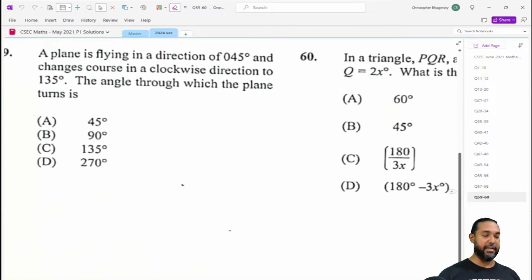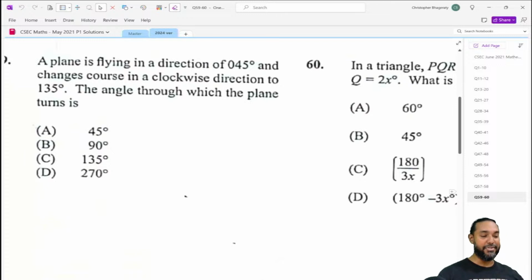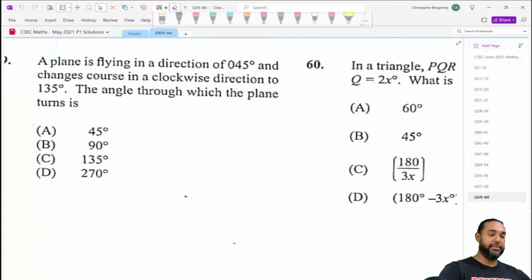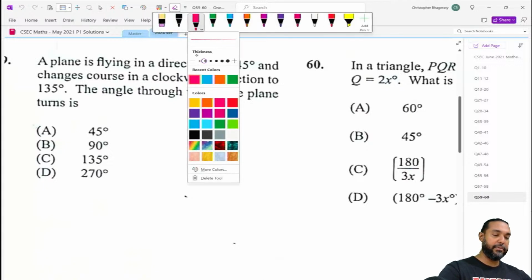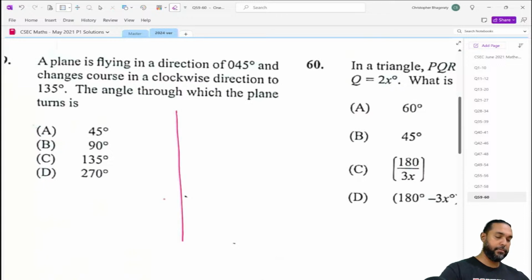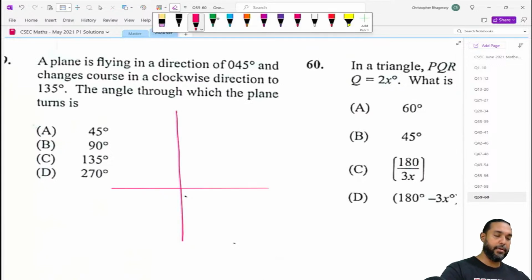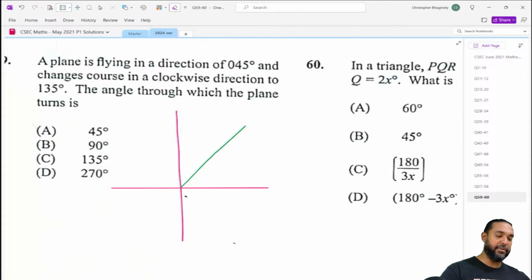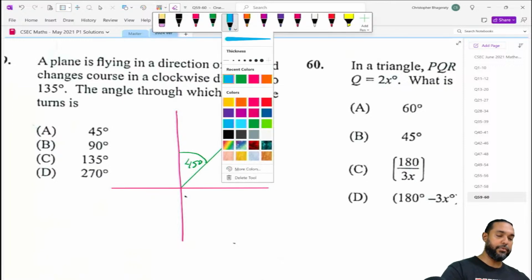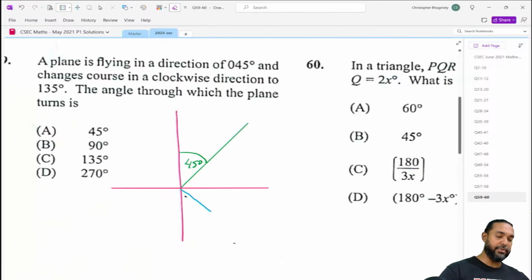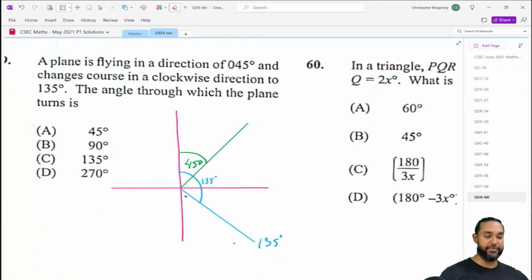A plane is flying in a direction of 045 degrees and changes course in a clockwise direction to 135 degrees. The angle through which the plane turns is 90. If you were flying at 45 degrees and you turned and you went to 135 clockwise, the whole angle here is 135. All you have to do is find the difference. 135 minus 45 is 90.